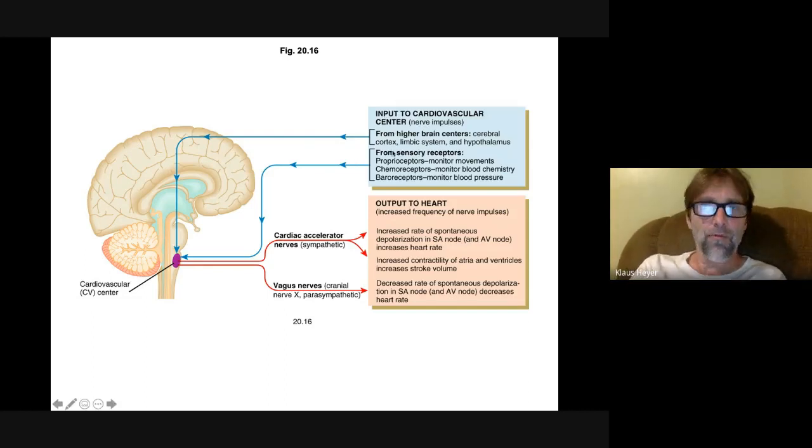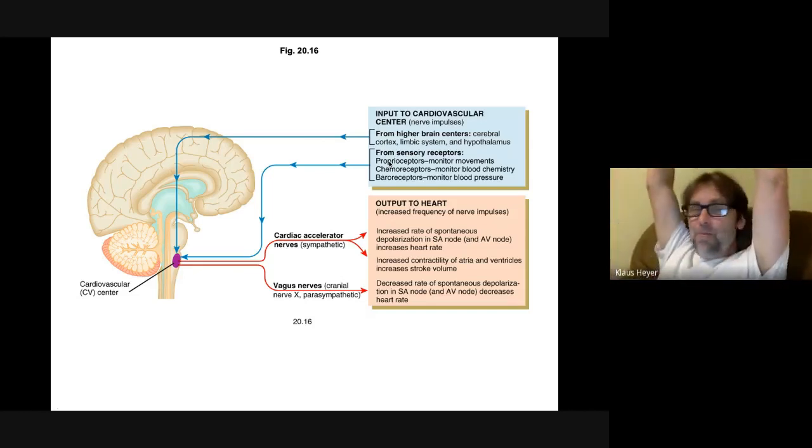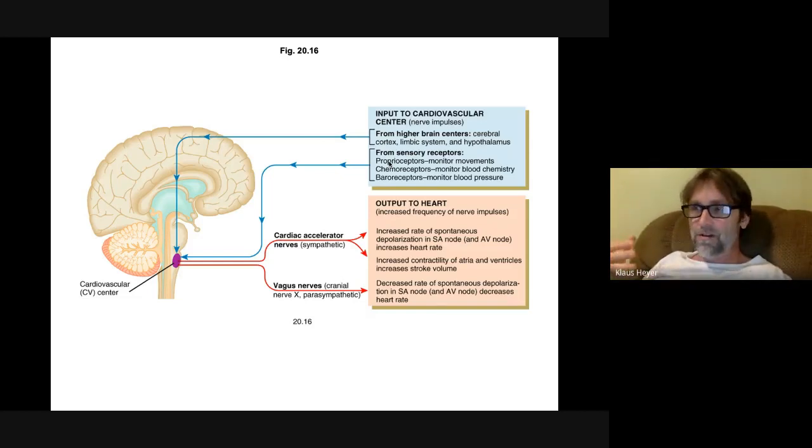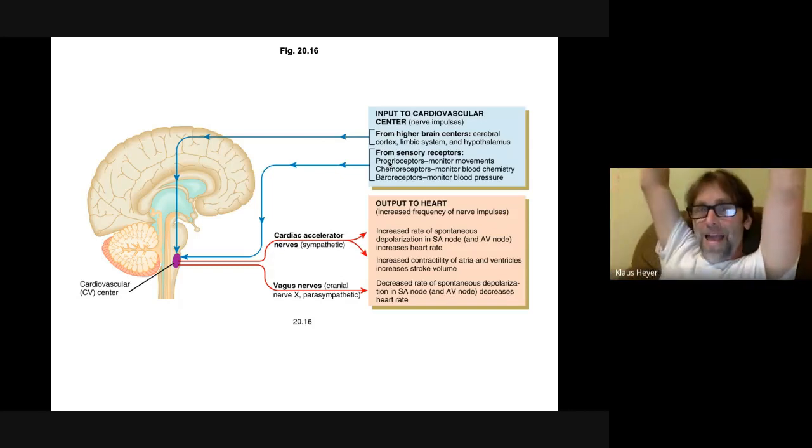The third one's proprio. Right? It's monitoring limb movements, right? I got both my arms above my head, and I've got my legs up, right? Since my arms are above my head, I'm triggering my proprioceptors.